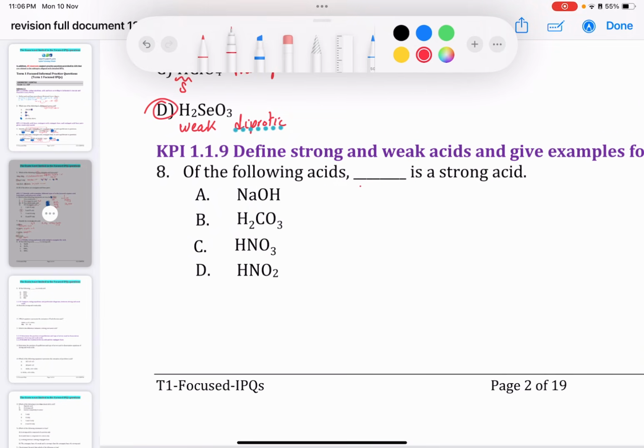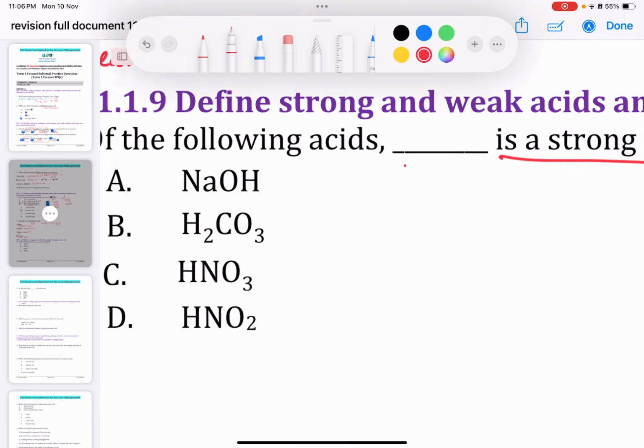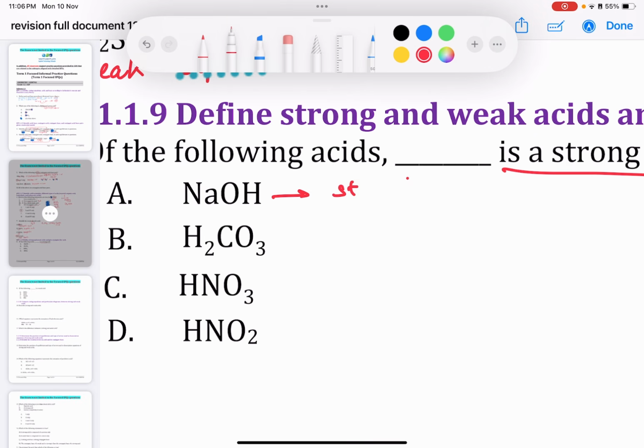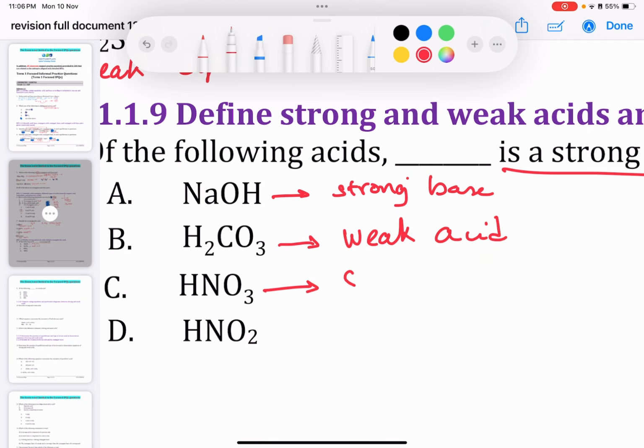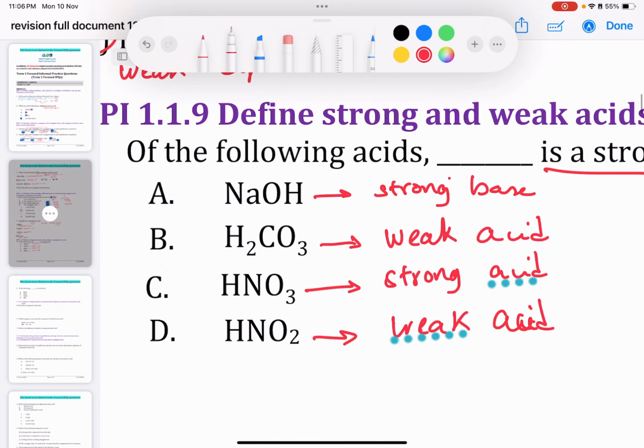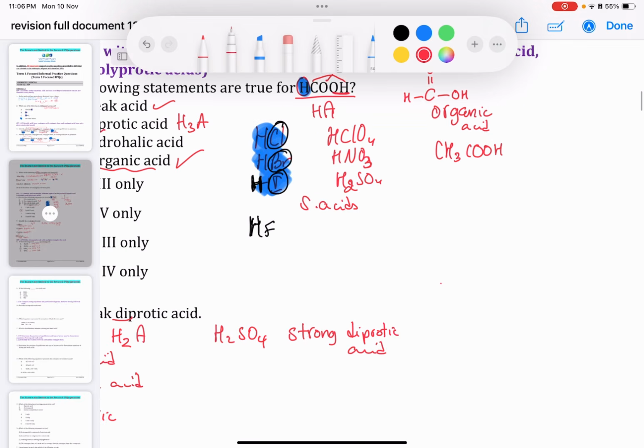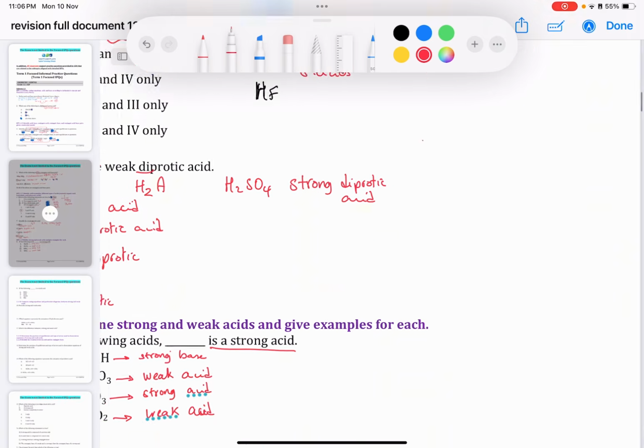Which of the following acids is a strong acid? So they want us to choose the strong acid. Now this is a strong base. This is a weak diprotic acid. That's a strong monoprotic oxyacid, and that's a weak monoprotic acid. So the strong acid here is this one. As I mentioned here, you need to know the list of strong acids.